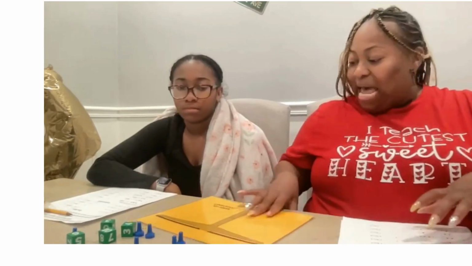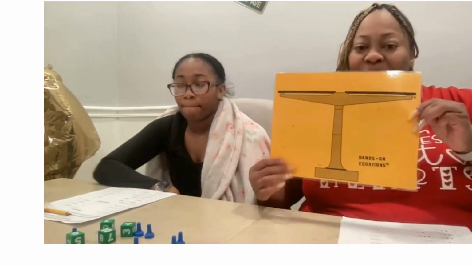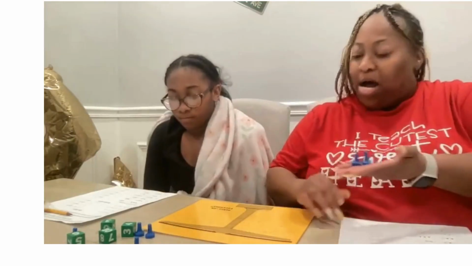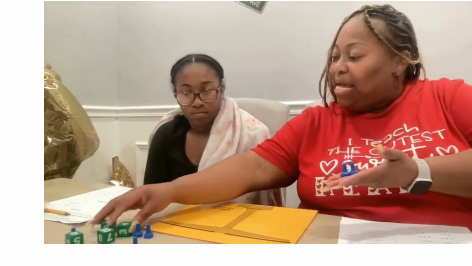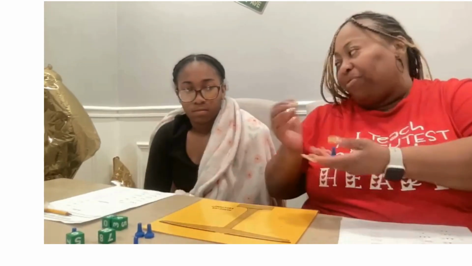Yes. Okay, perfect. So we're going to work on hands-on equations. We have a scale. This is our balancing scale. And I have some manipulatives here. These are our pawns, they're blue, and our dice. These will represent the numbers. This will represent the X. So we're doing hands-on equations. The object is to balance it out.